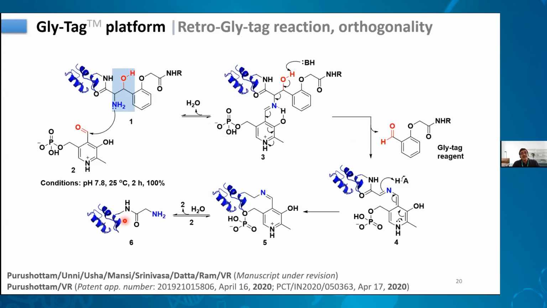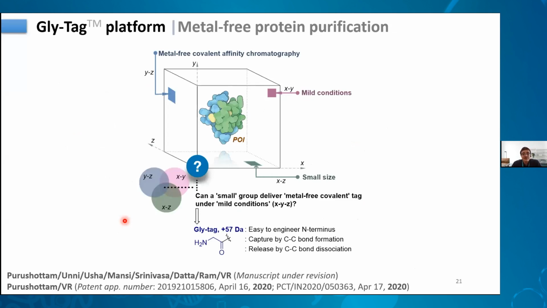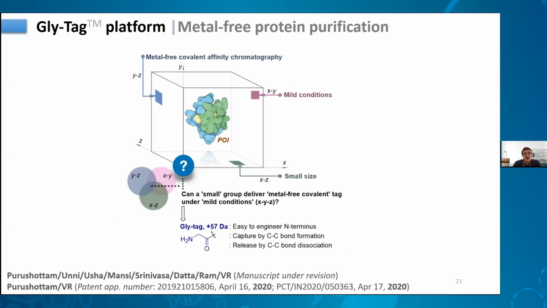So now we had access to Gly-tag chemistry and Retro-Gly-tag chemistry. And we were all set to see if we can translate it further to develop a single amino acid or glycine based covalent tag for metal-free protein purification. And we found that it really works well.